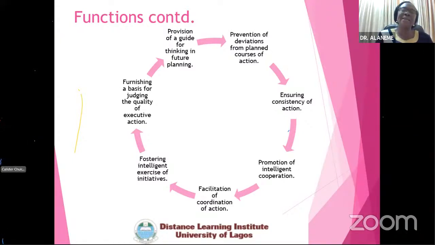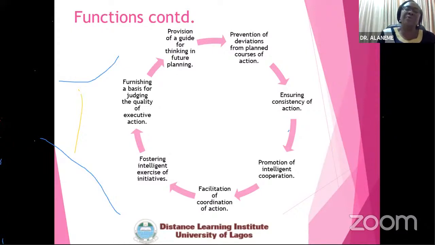Now it fosters intelligent exercise of initiatives. Just like we said earlier, intelligence will come from every angle, from all the units, from all the functional areas. And so what business policy will do for us is foster the intelligent exercise of your initiatives. You bring up one initiative, another person brings up another initiative. All of them are looked over, all of them are played around with, and then at the end of the day, the best initiatives will be picked.